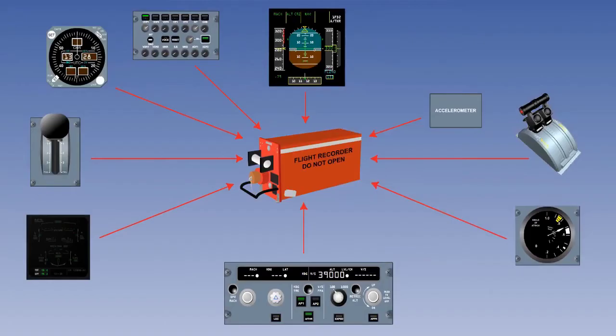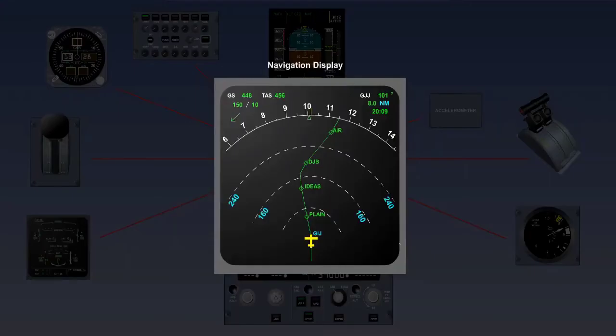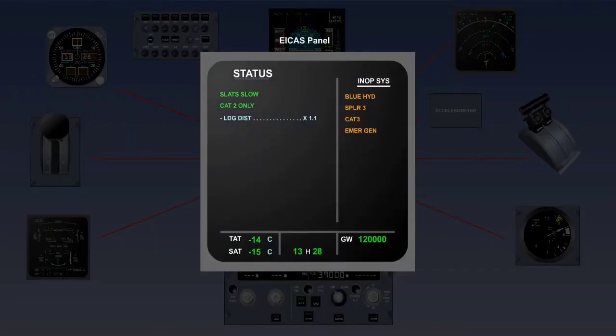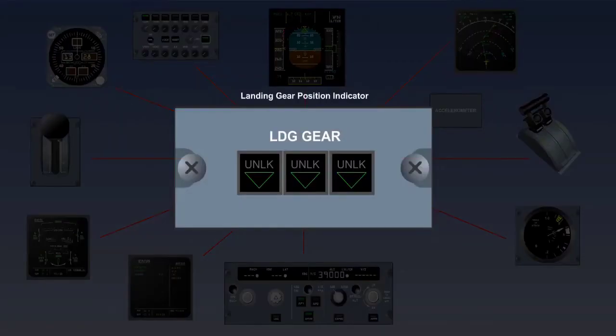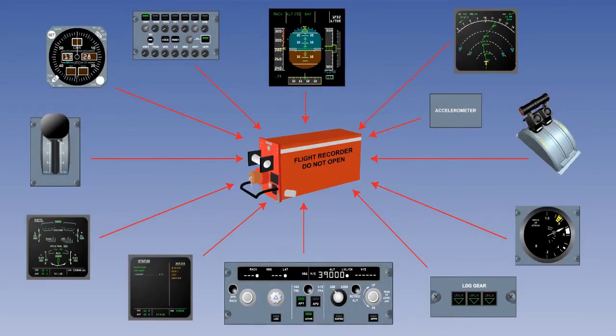Additional parameters, mandatory for aeroplanes above 27,000 kilograms, which are recorded, include the positions of primary flight controls and trim, radio altitude and navigation information displayed to the crew, cockpit warnings, and landing gear position. If you wish to see any of the images enlarged again, just click on them.